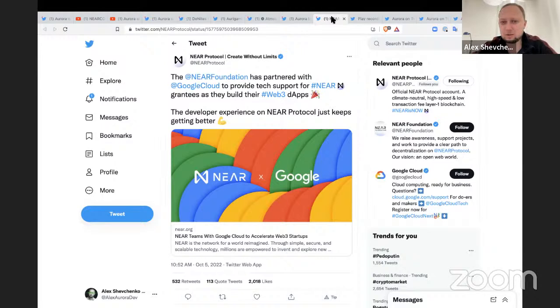So congrats to the Near team. This is a huge partnership, a very big name, very big intake into the Near ecosystem. So good job on this, and I would be glad to see more variety in terms of the cloud providers who are running Near nodes, just in order to increase the redundancy and reduce the bus factor for the Near protocol. So super cool.